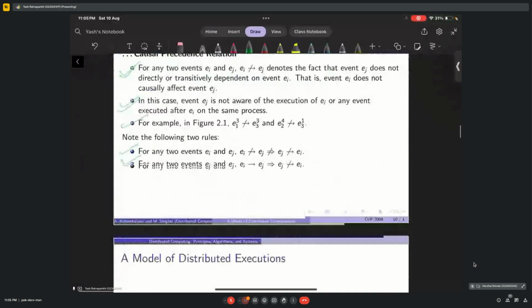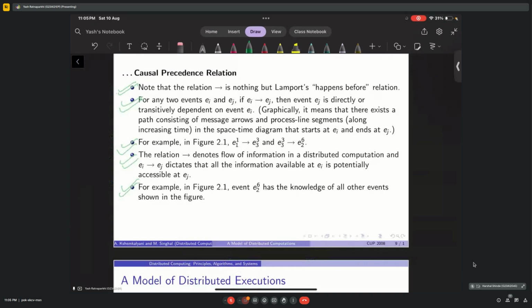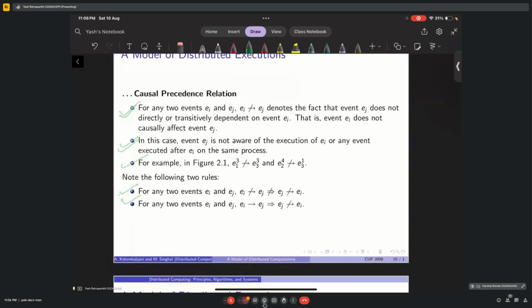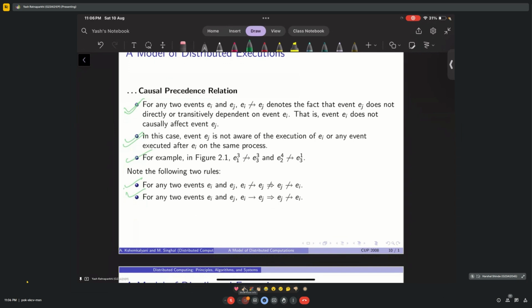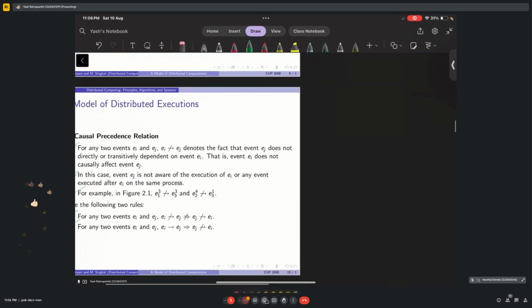This is what is written here. It says the relation denotes flow of information in distributed computing, and it dictates that all the information available at Ei is potentially accessible to Ej, because Ej is dependent on Ei to get the information. Got it? Did you understand? Shall we move ahead? Guys, yes, no, yes, no. Cool. Now let's see this one.